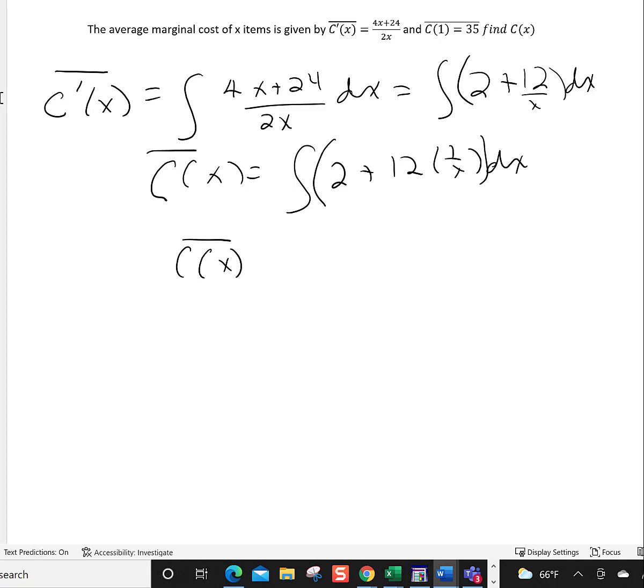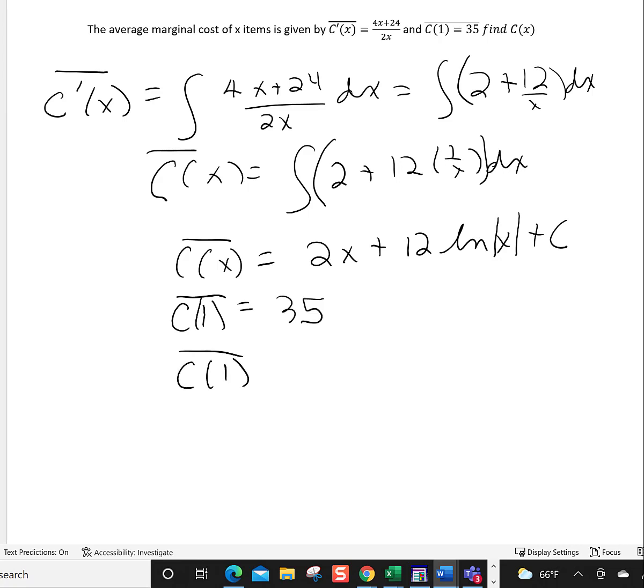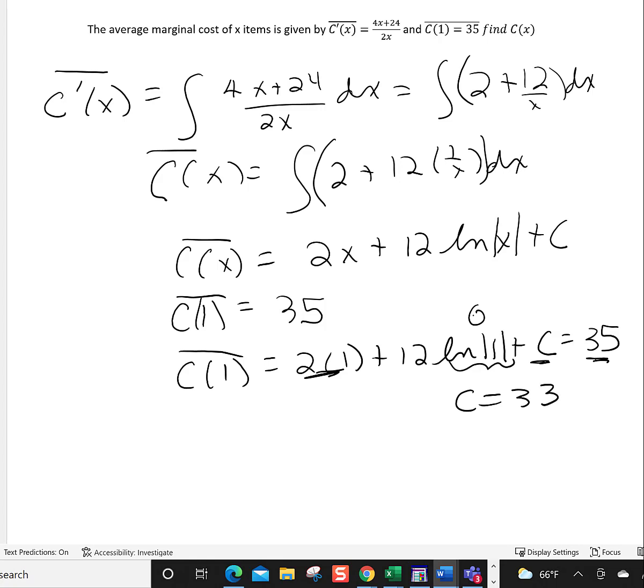Right, so my average cost, the 2 gets a 2x. I have 12 times the natural log of x plus c. I'm plugging in 1, and it's supposed to give me 35. So plug in 1, I get 2 times 1 plus 12 times the natural log of 1 plus c. Now the natural log of 1 is 0, so 12 times 0 is still 0. So this says that 2 plus c is 35, so c is 33. Okay, so now I have the average cost is 2x plus 12 times the natural log of x plus 33.